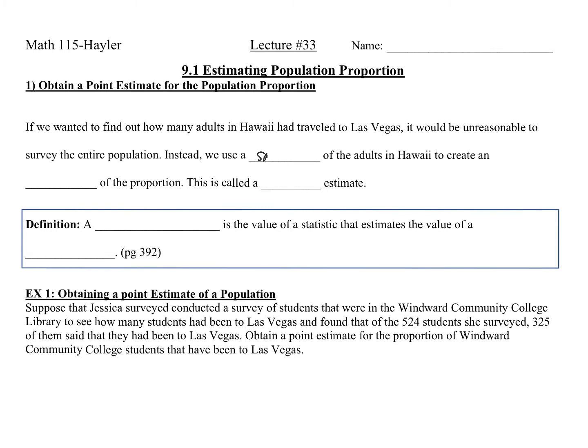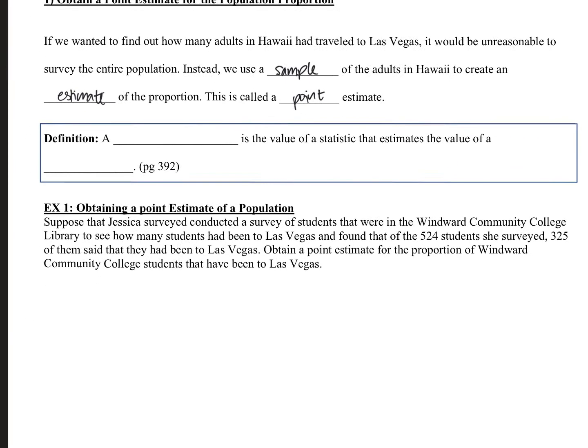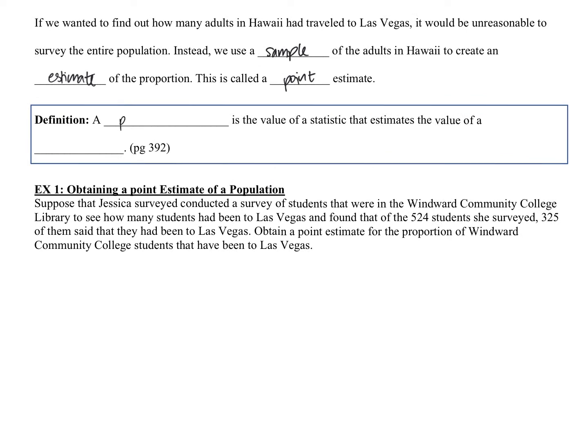So a sample of the adults in Hawaii to create an estimate of the proportion. This is called a point estimate. Alright, so by definition, a point estimate is the value of a statistic that estimates the value of a parameter.